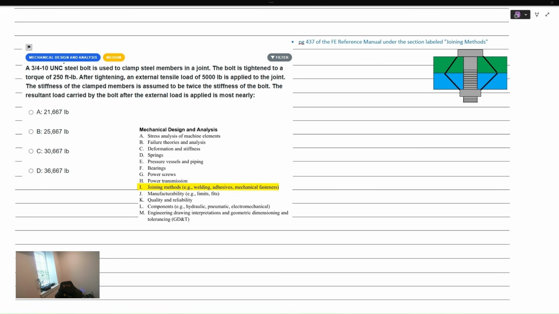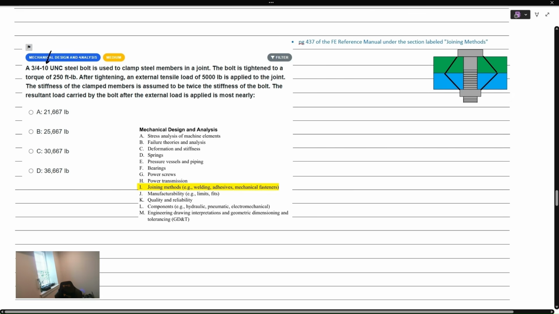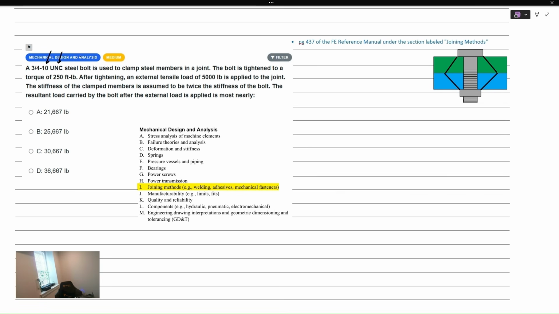A 3/4 inch 10, that's 3/4 inch diameter and 10 threads per inch, UNC steel bolt. UNC means coarse thread. If it was UNF, that would mean fine thread. The steel bolt is used to clamp steel members in a joint. The bolt is tightened to a torque of 250 foot-pounds. So we know that the tightening torque is 250 foot-pounds, and a torque is a Newton meter or a foot-pound force.